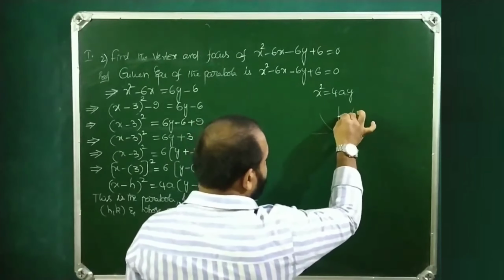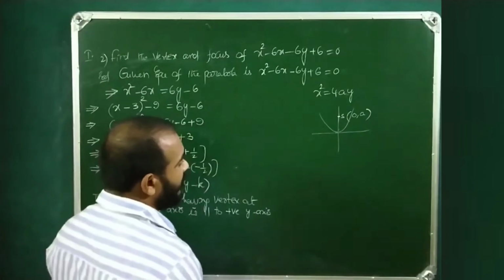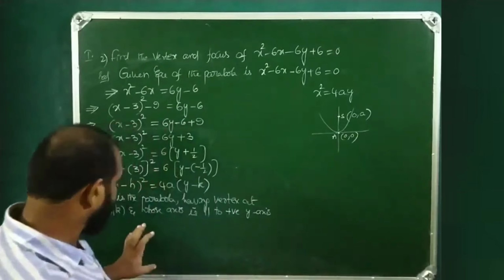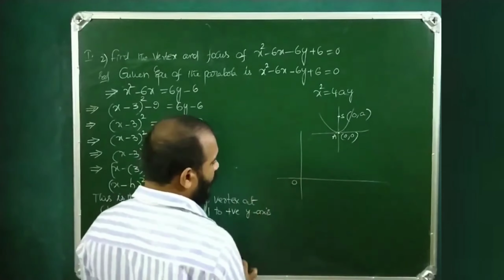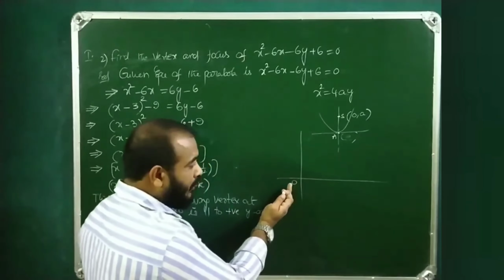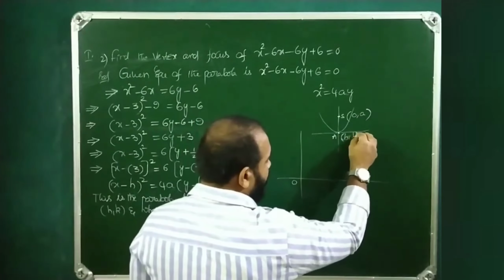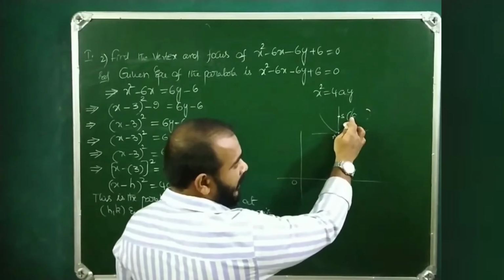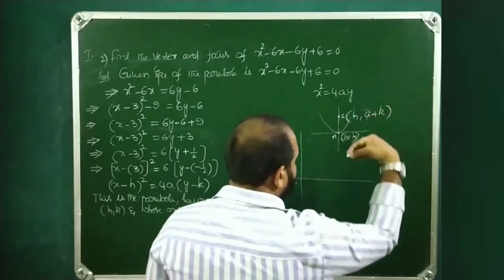And vertex S is here, which is 0 comma a. And here the vertex is a, 0, 0. But now for this parabola, this is the vertex 0, 0. Therefore, this is no more 0, 0 because shifting of origin has happened here. This is h comma k. That is why this is no more 0 comma a. It is 0 plus h, a plus k. So this is h comma a plus k.